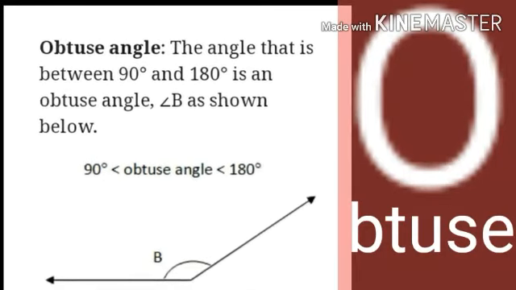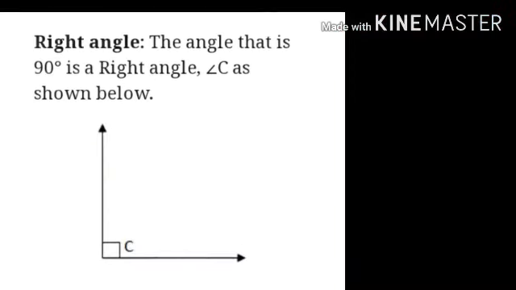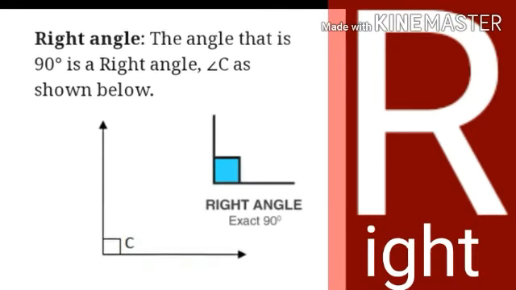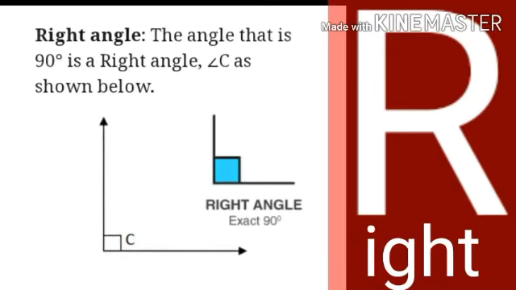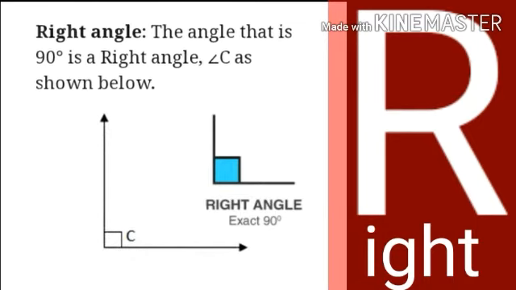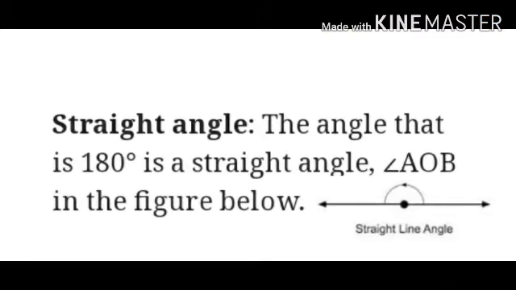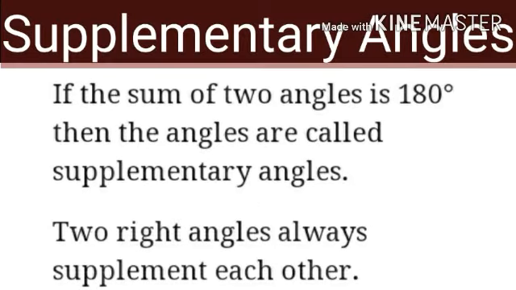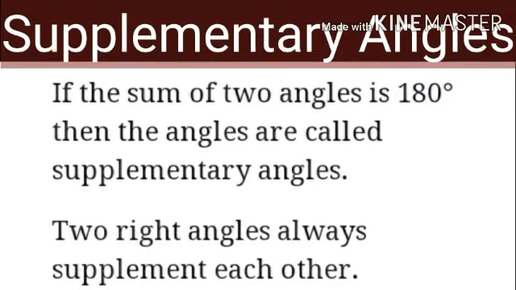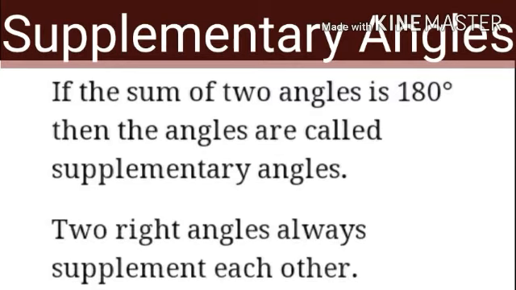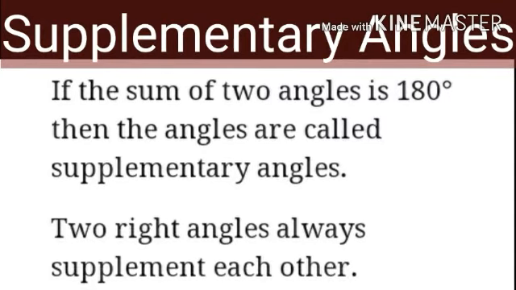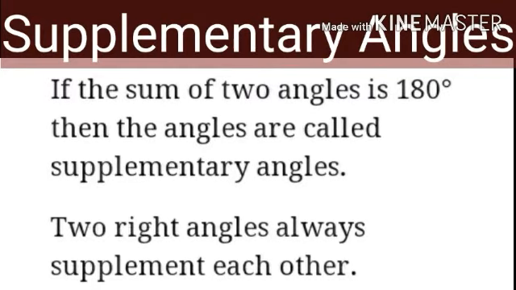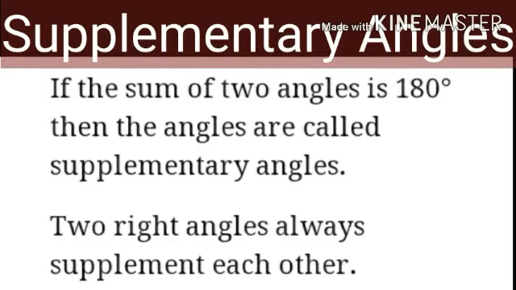Right angle. The angle that is 90 degrees is a right angle. Now, straight angle. The angle that is 180 degrees is a straight angle. Supplementary angles. If the sum of two angles is 180 degrees, then the angles are called supplementary angles. Two right angles always supplement each other.